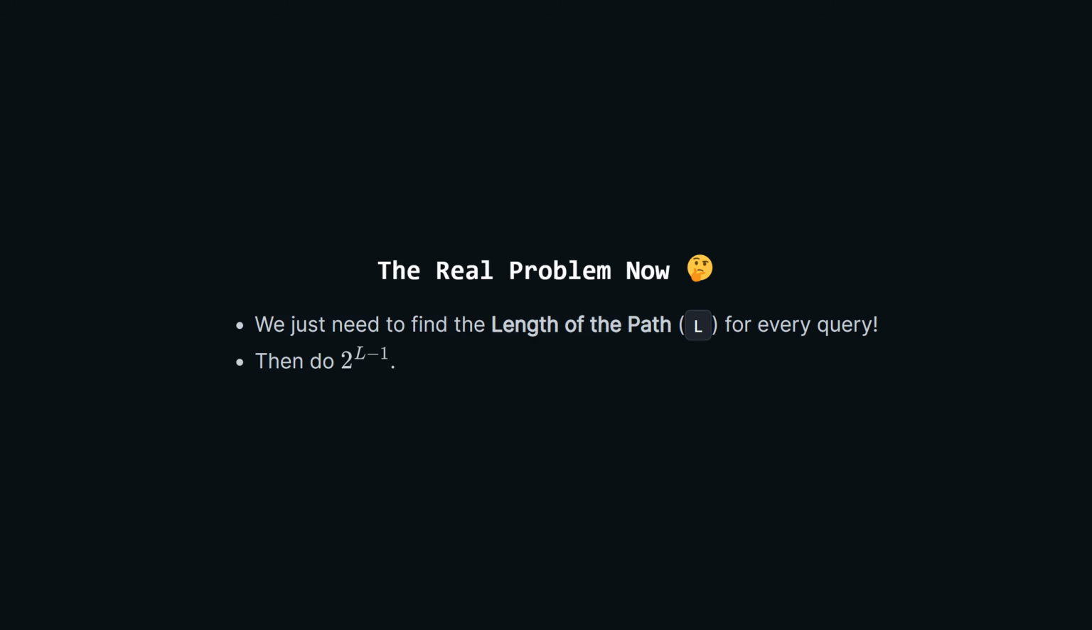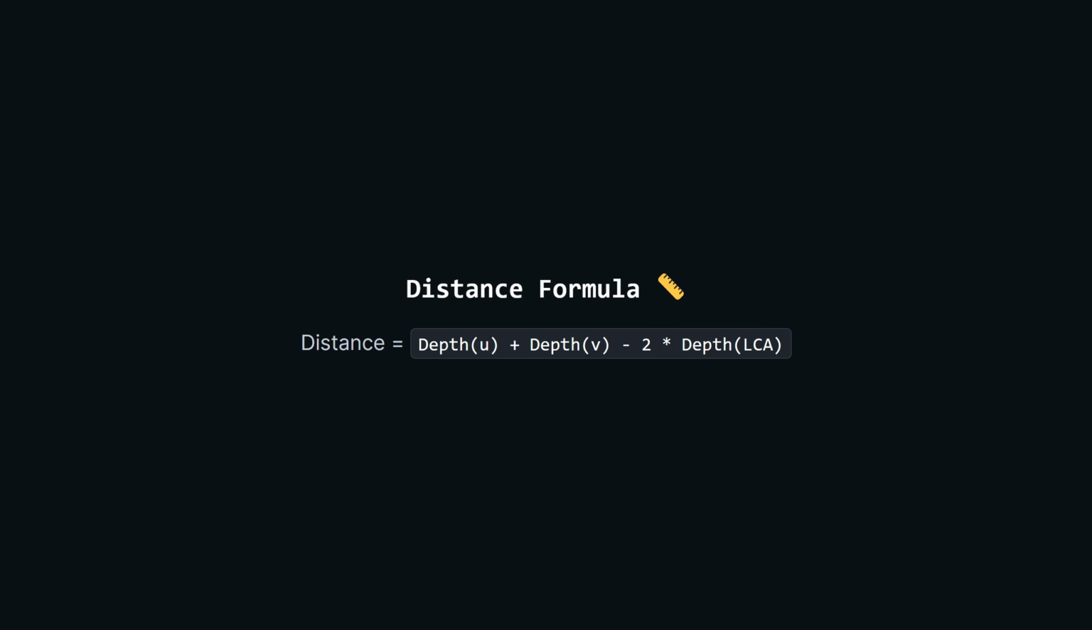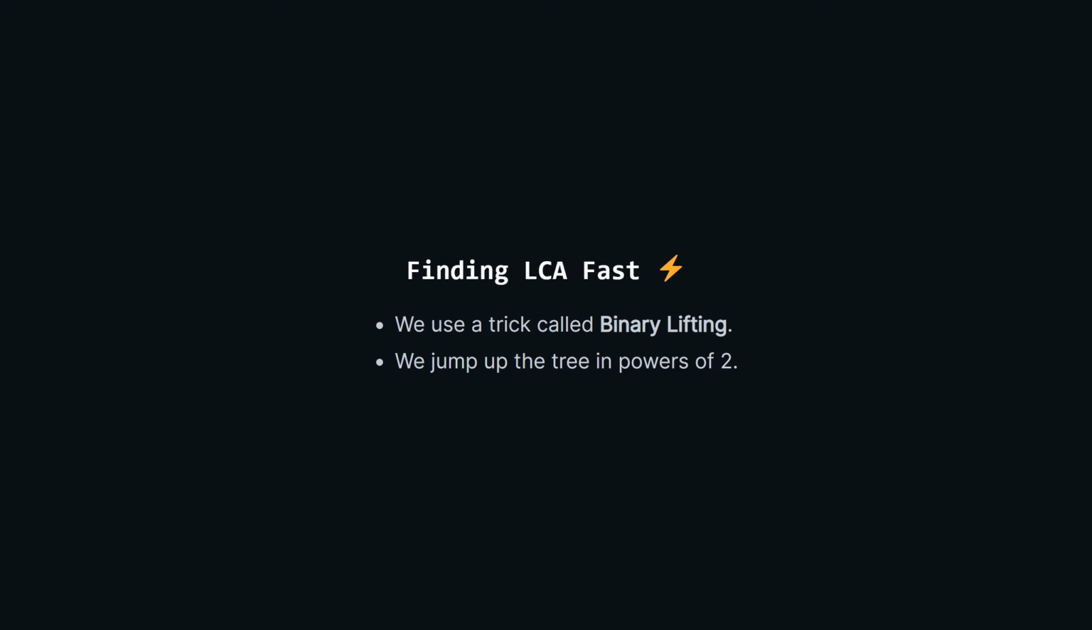The whole problem boils down to just figuring out the exact length of the path between the two nodes in our query. Once we have the length, we just plug it into our formula. To find the path length, we could trace the path step by step, but we might have to do that thousands of times, which is too slow. Instead, we can use a clever technique involving the lowest common ancestor of the two nodes. If we know the depth of our starting node, the depth of our ending node, and the depth where their paths meet up top, we can use this exact formula to find the distance between them instantly. To find that meeting point, the lowest common ancestor, very fast, we use a technique called binary lifting. Instead of walking up the tree one step at a time, we take massive leaps in powers of 2.